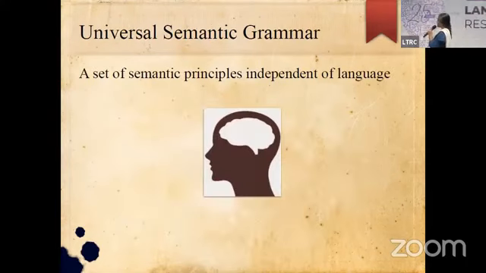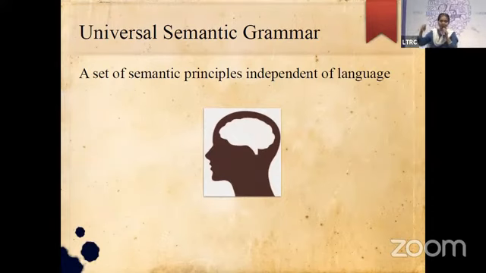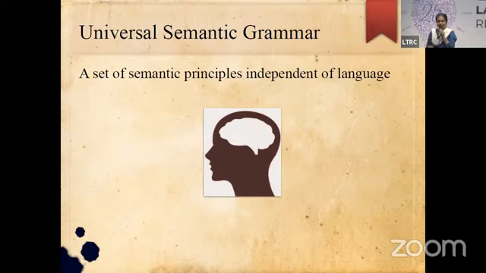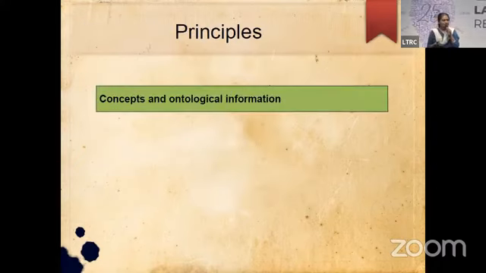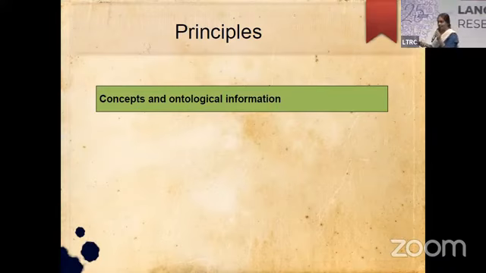Okay. So what is universal semantic grammar? I have tried to give a small definition: a set of semantic principles independent of language. And I have given a picture in the brain, inside the brain, as you can see. So this set of principles is there inside us. So what are these principles? Very quickly, since it is independent of language, since this is universal, they would be very simple.